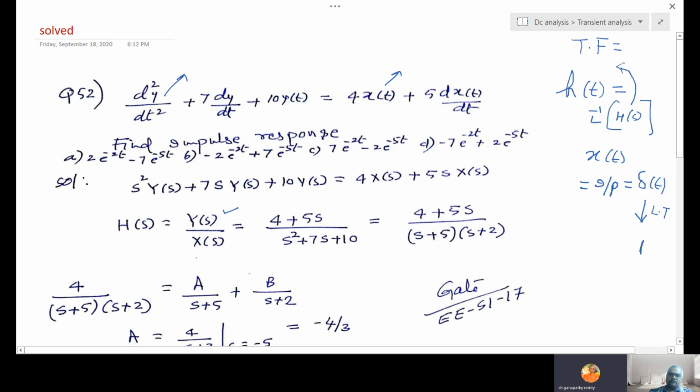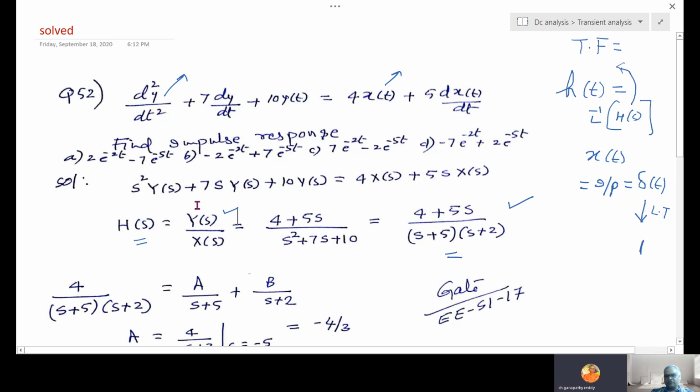Apply the Laplace transform, take the ratio, and you get this. This is called the transfer function H of s. What is being asked? The impulse response. The inverse Laplace transform of this is nothing but the impulse response. So what is the Laplace of this? S square Y of s plus 7s into Y of s plus 10 Y of s is equal to 4 into X of s plus 5s into X of s.